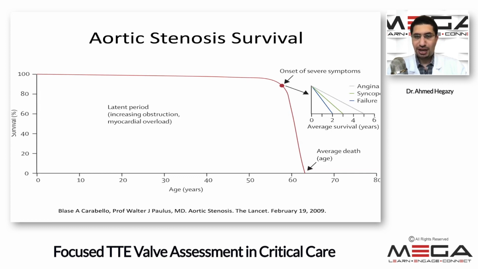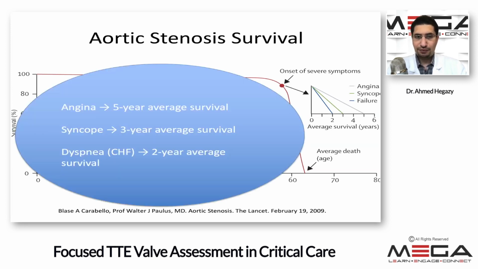And it depends on how they present with regards to symptoms. So if they present with angina, for example, they have a 5-year average survival. If they present with syncope, then they have a 3-year average survival without surgery. If they present with congestive heart failure or dyspnea, then they have a 2-year average survival without surgery.